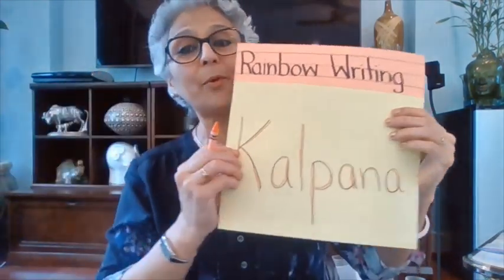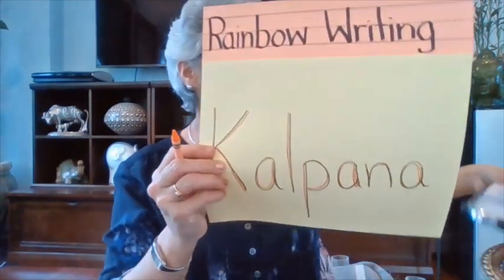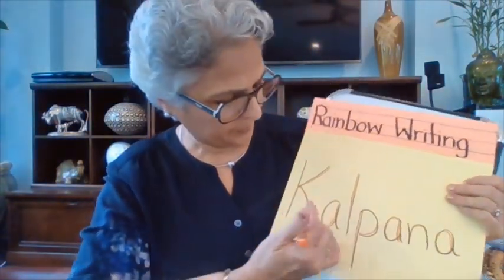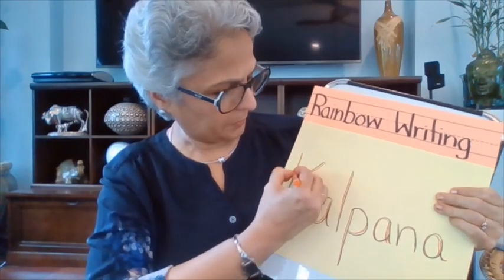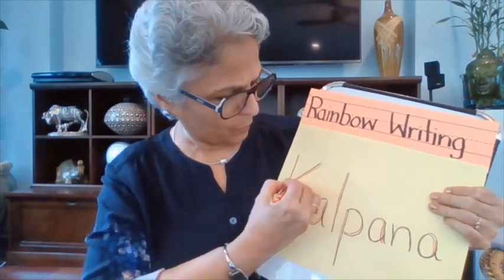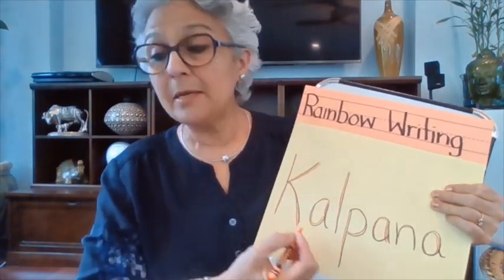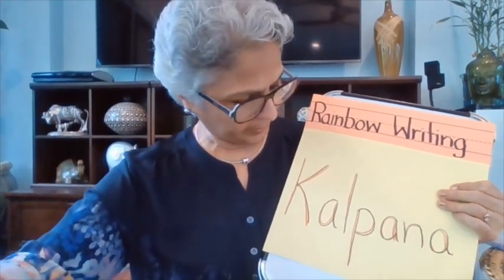So next, I'm going to take the orange color and I'm going to write it down. So let me show you. So here, I'm going to trace with orange and I'm going to keep tracing my name, and then another color. This time I'm going to use green.